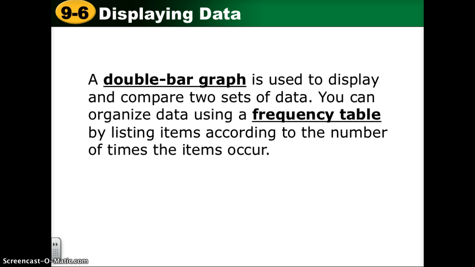A double bar graph is one type of graph used to display and compare two sets of data. You can organize data using a frequency table by listing items according to the number of times the items occur.